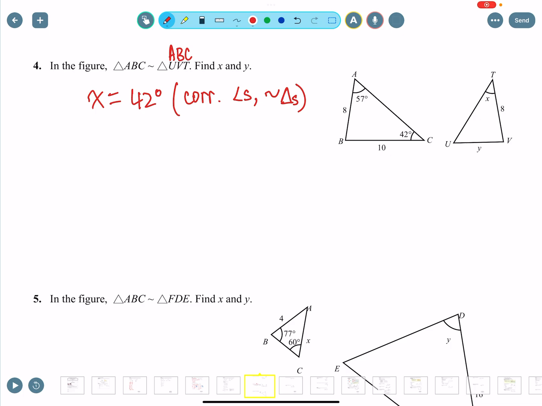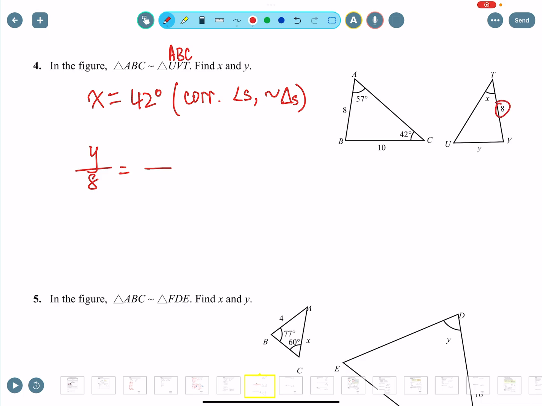Because the total angle in a triangle is always 180 degrees. No matter how big you make the triangle, it's still 180 degrees. Therefore, it doesn't change. Next, y. So y is between u and v. UV is the first two letters. That means we have to match it with AB. AB has a side of 8.